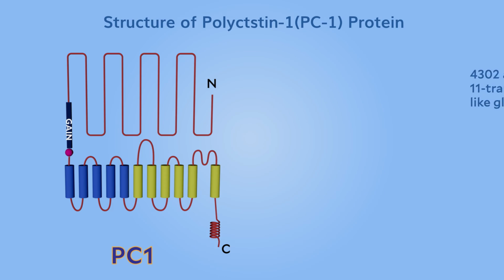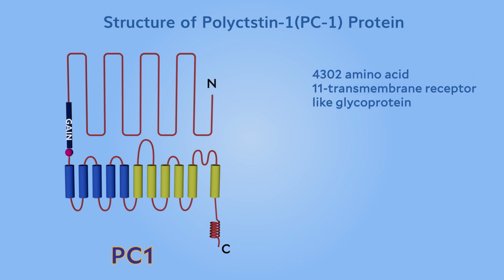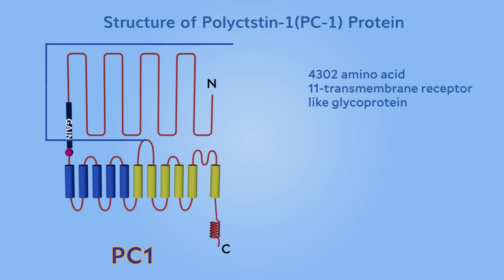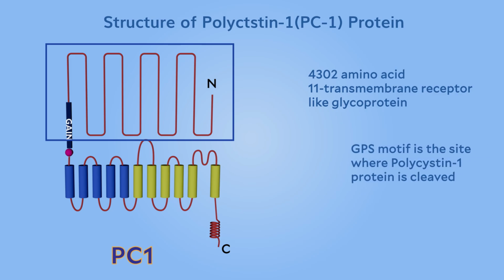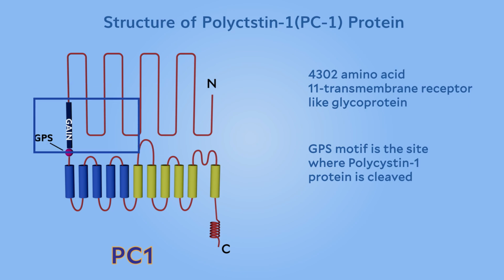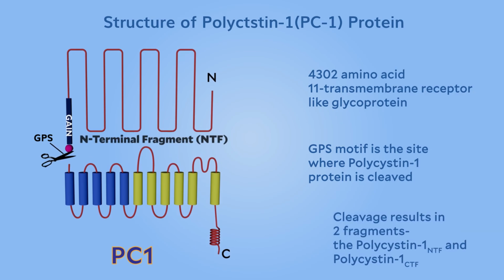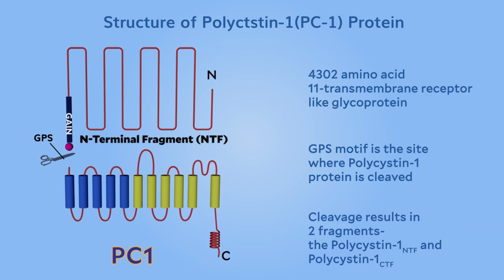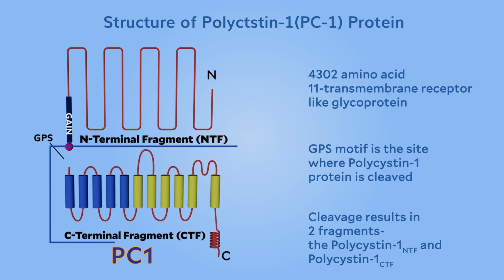Polycystin-1 is a 4,302 amino acid, 11 transmembrane receptor-like glycoprotein with a large extracellular region. The G-protein-coupled receptor proteolytic site, GPS, is situated at the base of this region. This is the site where the polycystin-1 protein is cleaved, which results in the formation of two fragments, the N-terminal fragment, or NTF, and a C-terminal fragment, or CTF. The NTF contains numerous domains that are involved in protein-protein or protein-carbohydrate interactions.